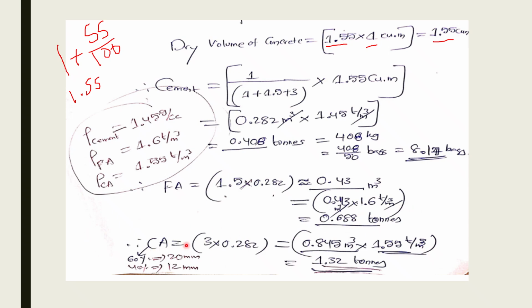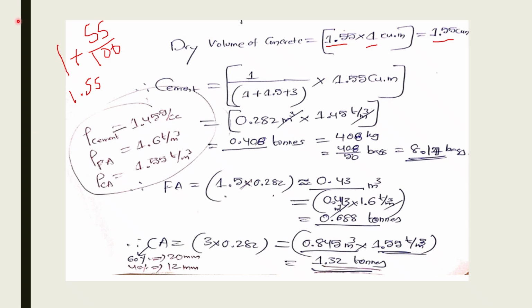Next, we have to find the coarse aggregate. So here, multiply the volume of cement with 3. What is this 3? The 3 is the coarse aggregate quantity in the proportion. So multiply 3 with 0.282, we get 0.845 meter cube. Multiply the coarse aggregate volume with the density of coarse aggregate. What's the density? Here 1.55. So multiply volume into density, we get 1.3 tons of coarse aggregate.